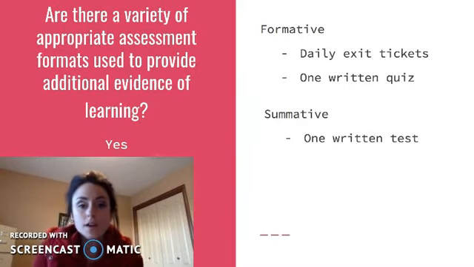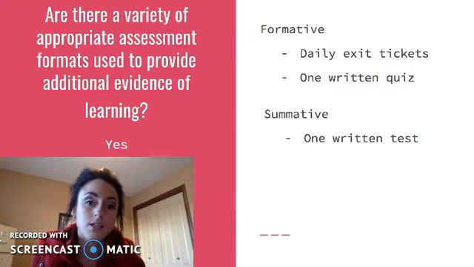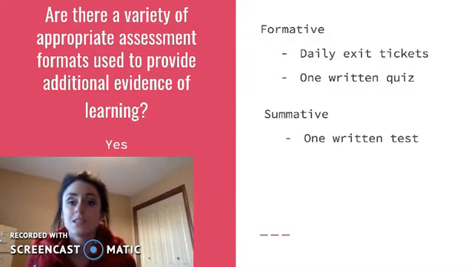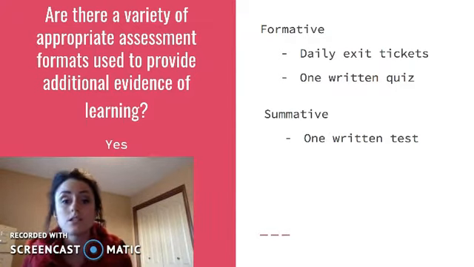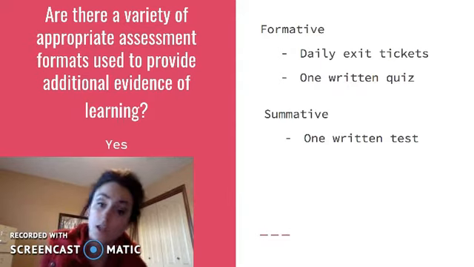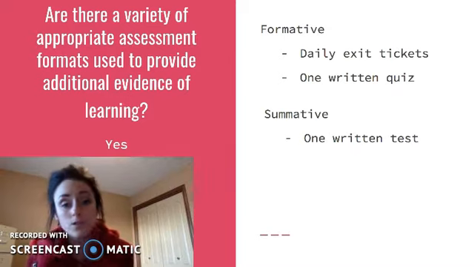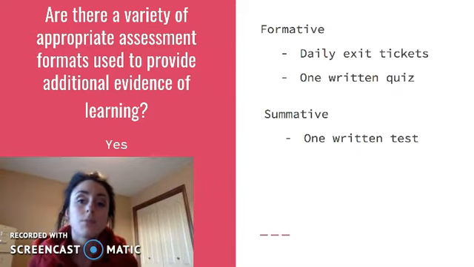And then, are there a variety of appropriate assessment formats used? And yes, two formative assessments I used were daily exit tickets to determine if my students knew the objective for that block. And then I did have one written quiz to see where they were at halfway through the unit, the progression. And then my summative was the one written test.